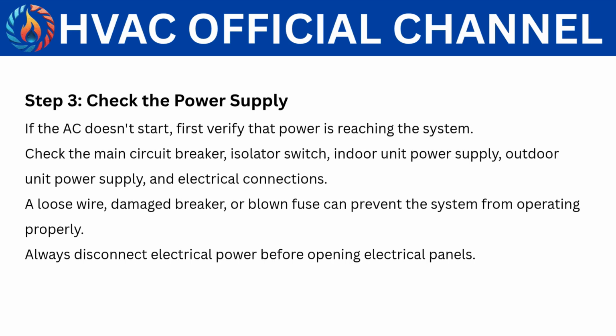Step 3. Check the power supply. If the AC doesn't start, first verify that power is reaching the system. Check the main circuit breaker, isolator switch, indoor unit power supply, outdoor unit power supply, and electrical connections. A loose wire, damaged breaker, or blown fuse can prevent the system from operating properly. Always disconnect electrical power before opening electrical panels.